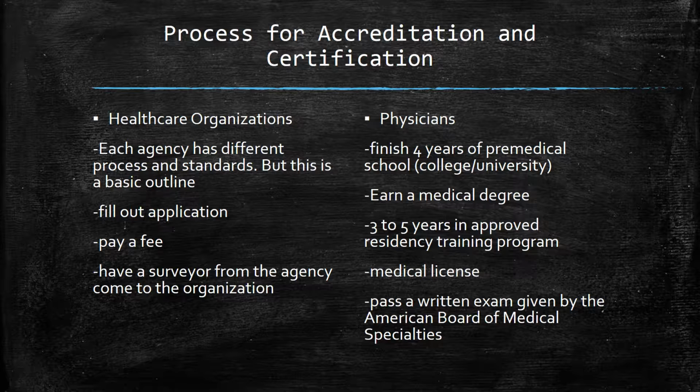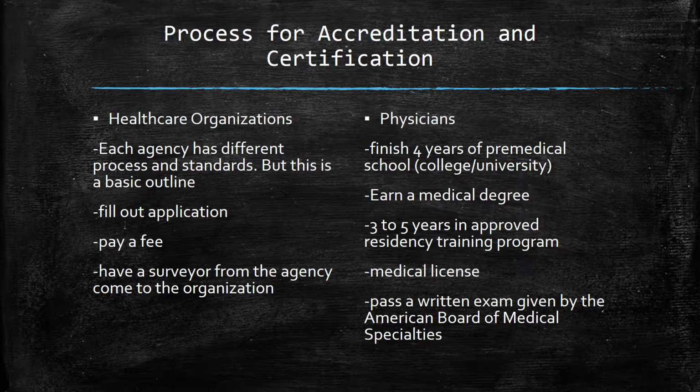They'll fill out an application. They'll pay a fee. The fee ranges anywhere from $1,000 to $50,000, depending on the size of the organization, how many employees they have, things like that. And then they have a surveyor from an accreditation agency come out to the organization. That's pretty much a simplified version of the process.